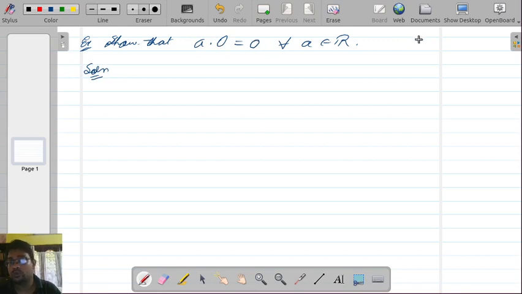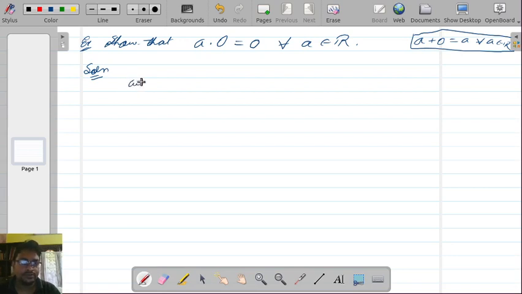Okay, so remember what was the property of 0? We had just listed one property of 0. 0 is a number which satisfies a plus 0 equal to a for all a inside R. Okay, this was the definition of 0 that we gave, right? So we will see that using this definition and the uniqueness of 0, we can just show this part, right? And maybe the left cancellation law which we had already done. Okay. So a dot 0 equal to 0 for all a inside R, right?